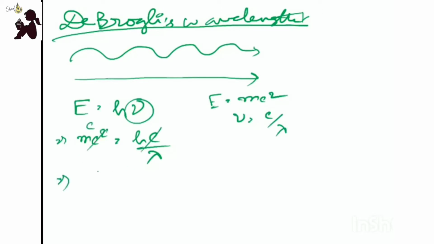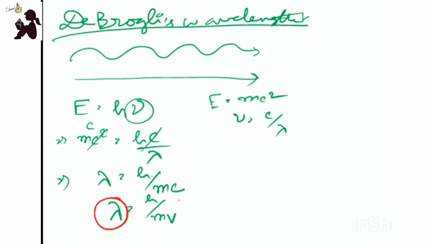So what happens? This equation comes here. de Broglie modified it, written it like this. So it is our de Broglie's wavelength. Okay.